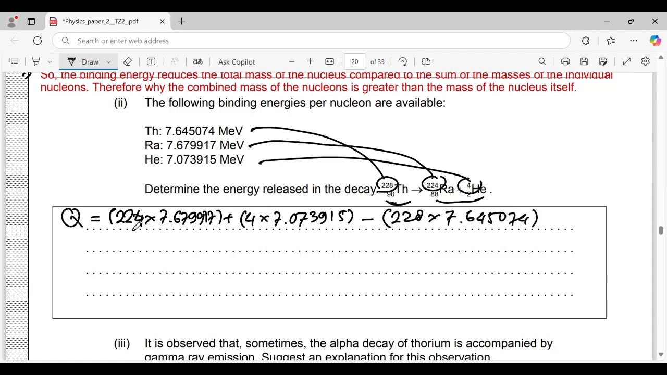7.645074. And the result is 5.520. Okay. The microelectron volt. I think that's clear. That's one.